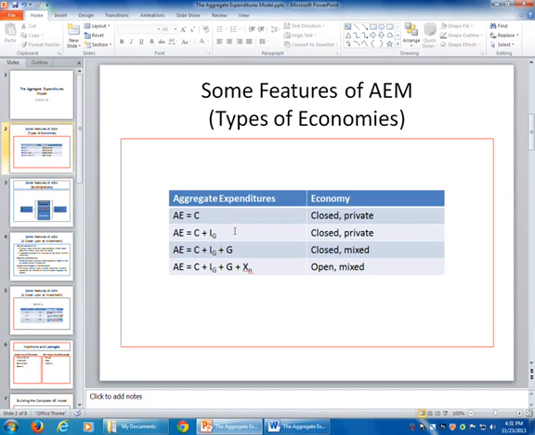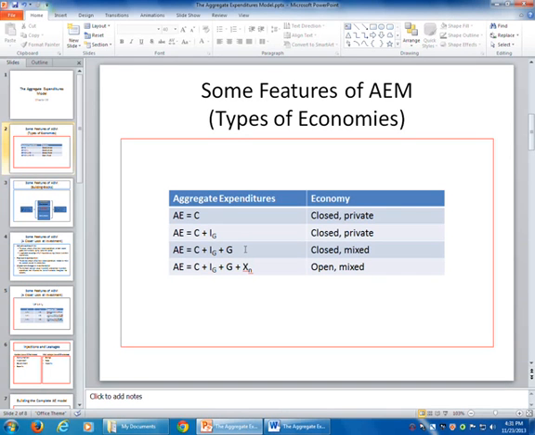If you add gross investment to the definition of aggregate expenditure, where you have C plus I sub G, the economy is still closed because there is no international trading, and households' consumption and businesses' investment expenditures, those two sectors make up the private sector. So C plus I sub G is the more precise definition of a closed private economy.